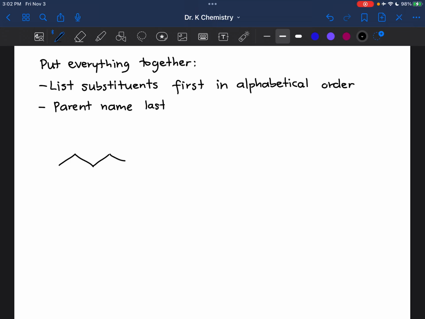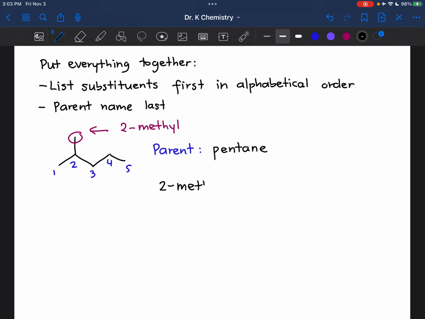So in that molecule we said that the parent name was pentane because the main chain had 5 carbons. And we said the substituent was 2-methyl. And we're just going to put that together. So I'm going to call that 2-methylpentane. And that just becomes one word. It all gets squished together into one word.